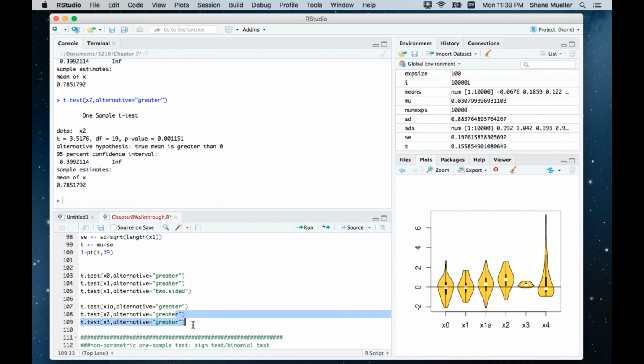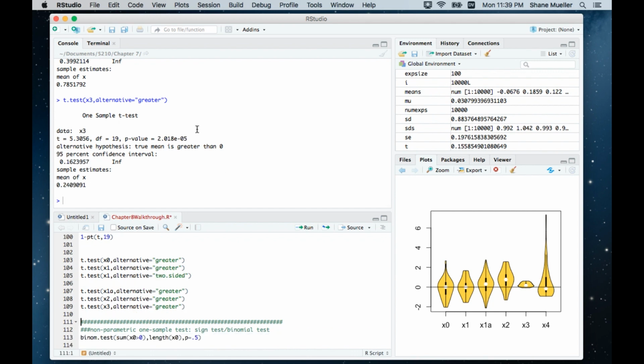So if we look at x3, this is one that has both a smaller standard deviation and a smaller difference. And again, because the standard deviation is much smaller, even though we only have 20 observations, we're able to detect a small difference. That mean is about 0.24. The mean is about the same, but instead of increasing the n, we reduce the standard deviation.